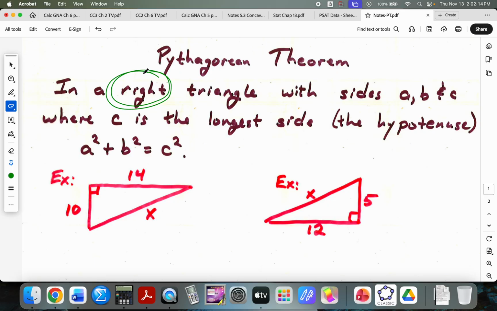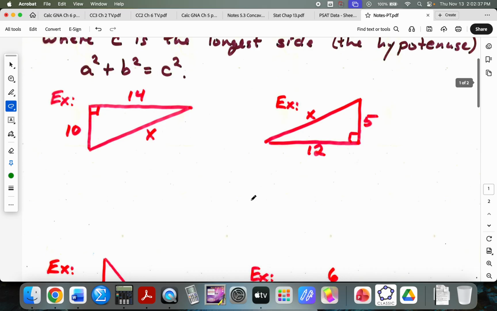And then the sides are A, B, and C, where C is the longest side. That is the hypotenuse. Then A squared plus B squared is equal to C squared. The sum of the squares of the legs is equal to the square of the hypotenuse. Notice I said the square, not the square root. The sum of the squares of the two legs is equal to the square of the hypotenuse.